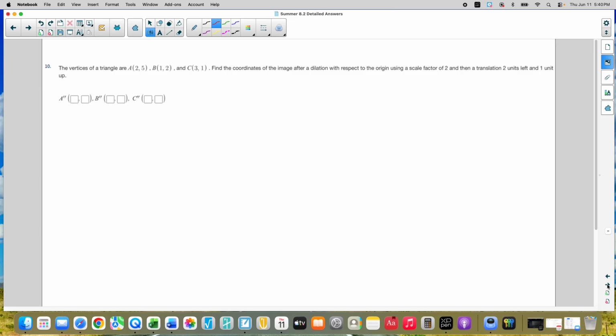The vertices of a triangle, find the coordinates of the image after a dilation with respect to the origin using a scale factor. So whenever we do dilations, we have what we call a scale factor. And then a translation, that's a slide, of 2 units to the left, 1 unit up. That's important. Okay, so a scale factor. Let's do this one without a diagram. So a scale factor is we're going to take each value and multiply it by 2. So if we have A is 2 comma 5, A prime turns into 4, 10.